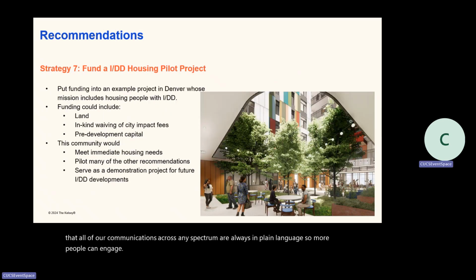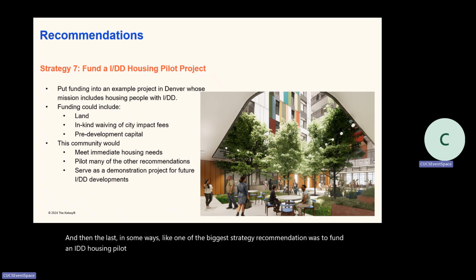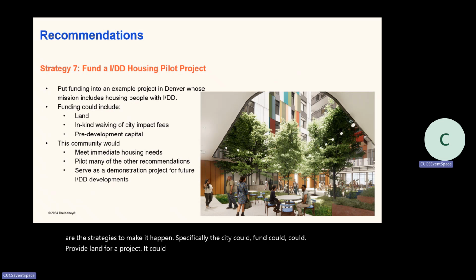And then the last, in some ways one of the biggest strategy recommendations, was to fund an IDD housing pilot project. So cities are capable of directing funds towards a specific project that can serve as an example for other people that this can happen, this can be done, and here are the strategies to make it happen. Specifically, the city could provide land for a project. It could provide in-kind waiving of impact fees or pre-development capital, which is always the hardest capital to get into a project.